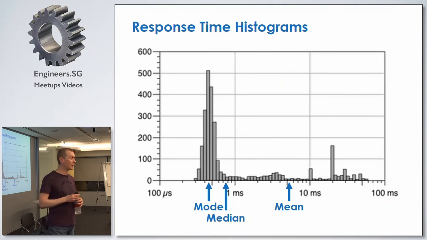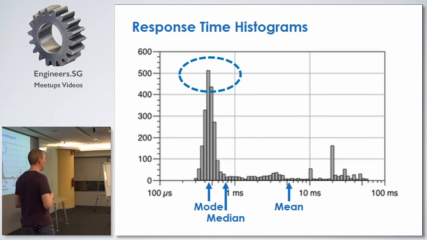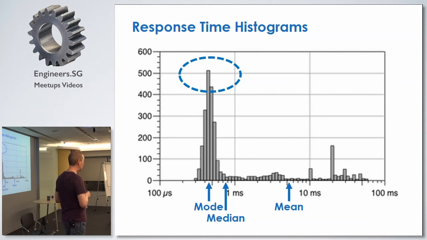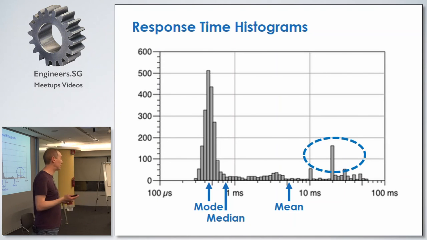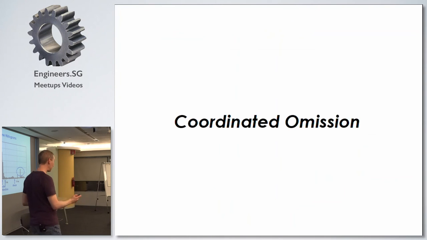So looking at the context of this, what does the mean tell you? Well, it doesn't tell you anything about the really common occurrence, which is really important. And it doesn't tell me about all that interesting stuff out there. In fact, it's given me a value that hardly ever occurs in the sample set, which is completely useless. So please do not use averages if you're going to measure your systems. Start capturing them in histograms. Histograms are really, really important.